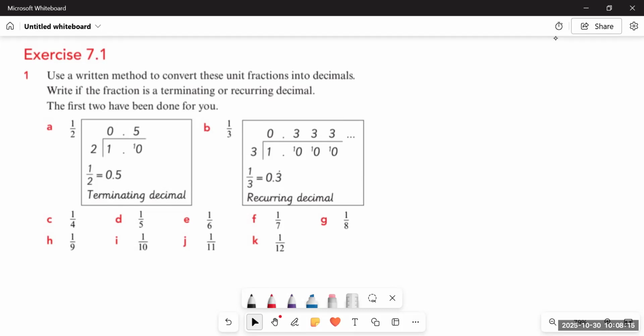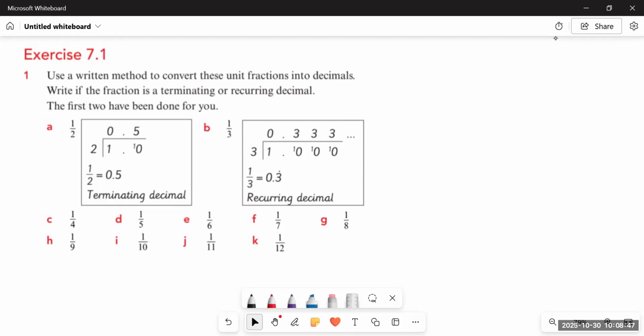So basically we use fractions when something is not whole, and we have to make parts out of it. Here in question number 1 it says use a written method to convert these unit fractions into decimals. We can convert fractions into decimals and vice versa. Similarly, there's one more method of expressing numbers, and that is percentage. We will soon learn about it.